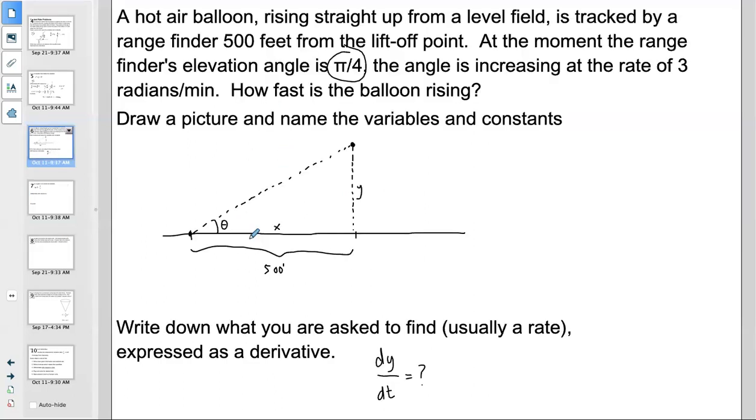I know that x is not changing, which tells you something about dx dt. Y is changing, so that's what I'm trying to find. And theta is changing. As the balloon rises, theta gets bigger. So I would expect dy dt and d theta dt to both be positive. And dx dt is going to be 0 because this distance is always 500.